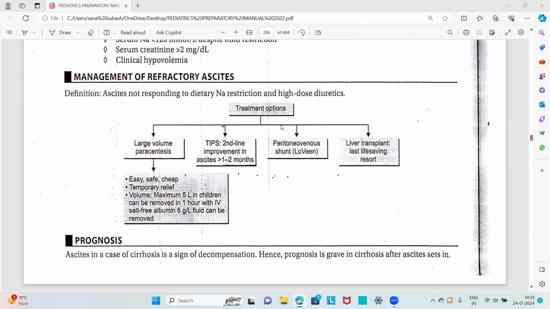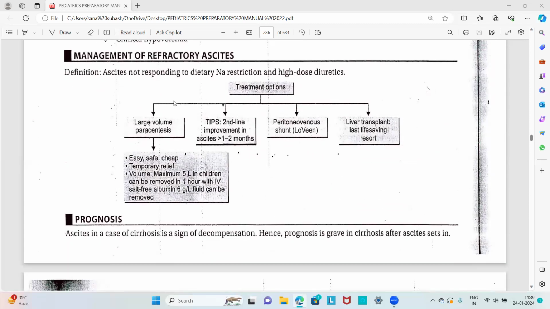Then, if there is refractory ascites, that is ascites not responding to dietary sodium restriction and high dose diuretics, it is called refractory ascites. The treatment option for refractory ascites is large volume paracentesis. It is a cheap, easy and safe method. We get temporary relief.